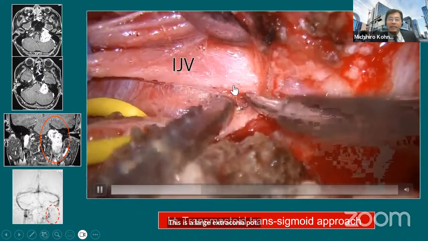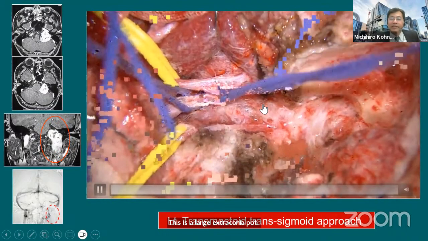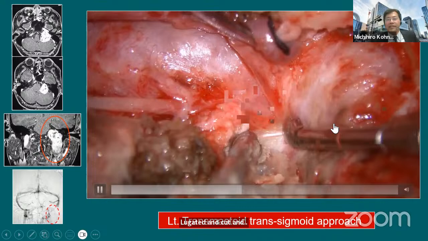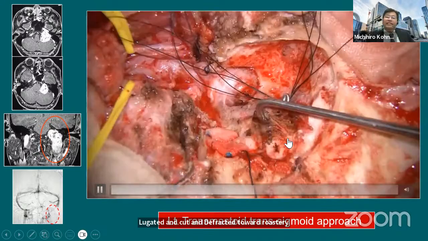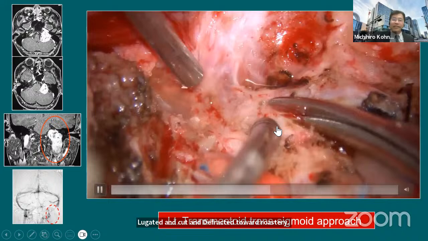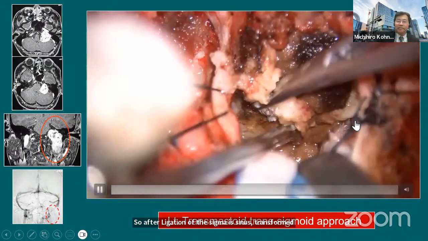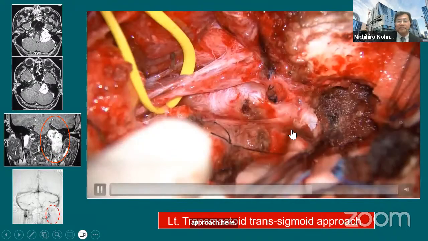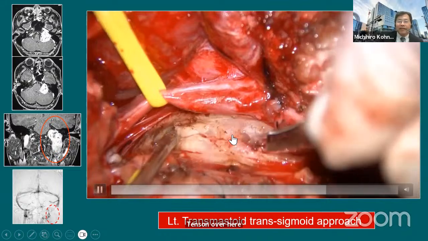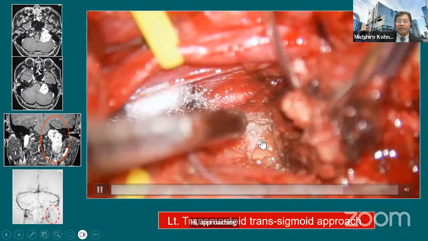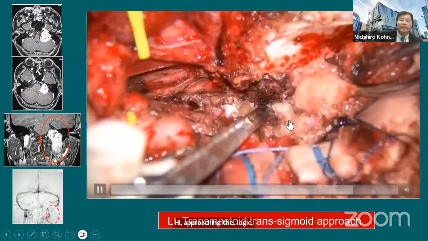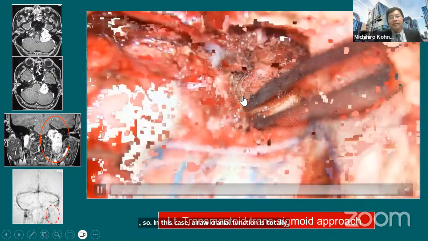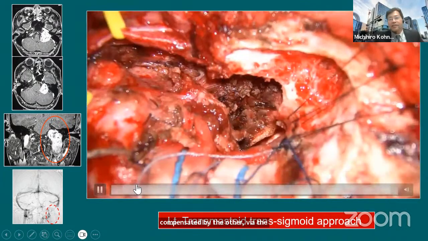We can see the internal jugular vein, ligated and cut, and deflected rostrally. So after ligation of the sigmoid sinus, transsigmoid approach here. 10th nerve here. I am approaching the large extracranial part of the tumor. So in this case, lower cranial function was totally compensated by the other side. So I took the tumor totally.